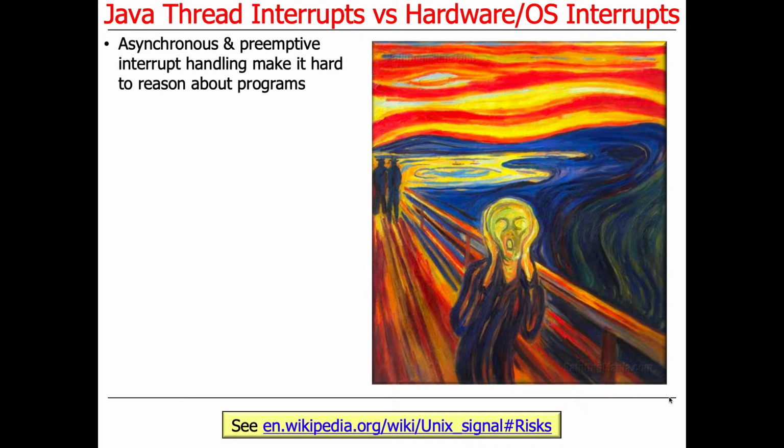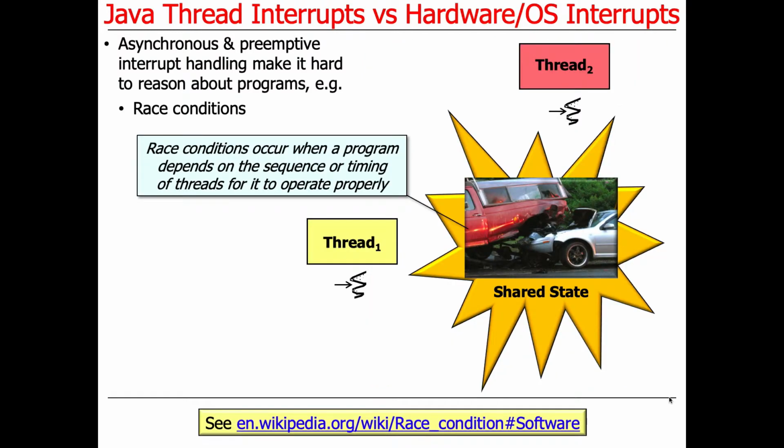Asynchronous and preemptive interrupt handling is the way people do it at the operating system and hardware level. However, it's very hard to reason about programs that are written this way. It's really complicated. For one thing, you can have race conditions occur because stuff's kind of appearing out of thin air, and you may not be in a position to protect against it.